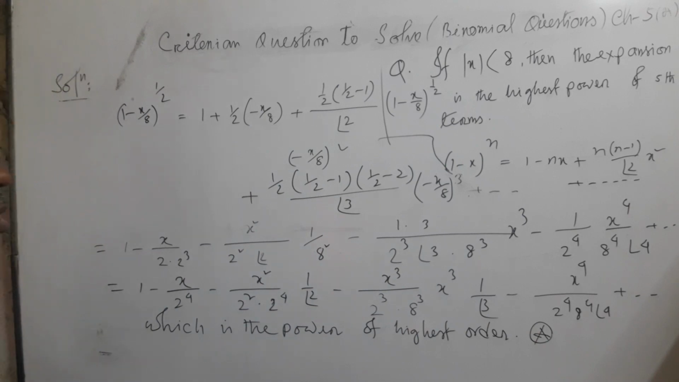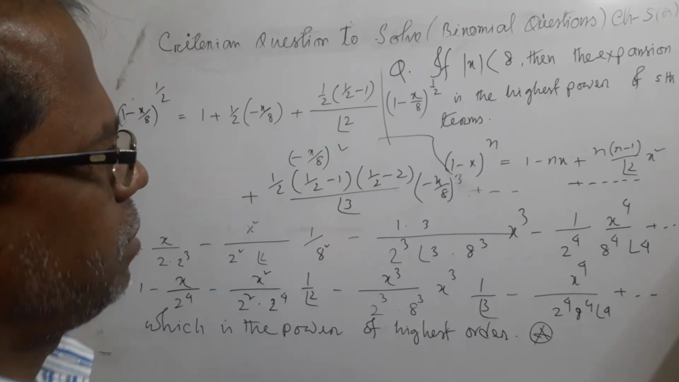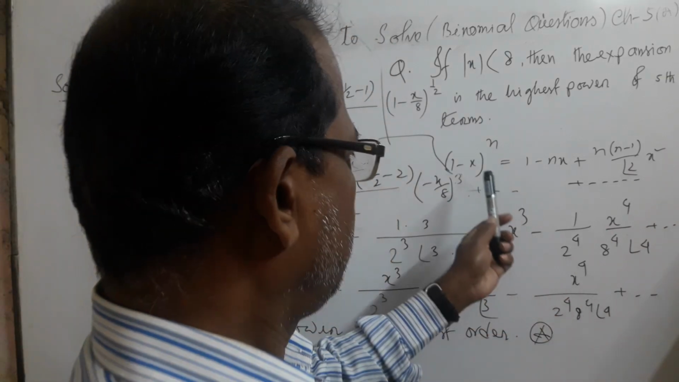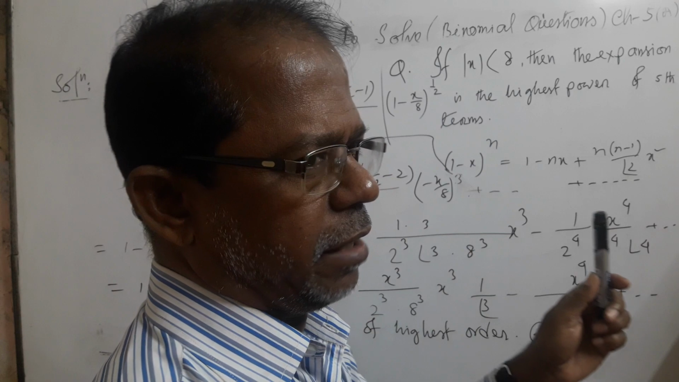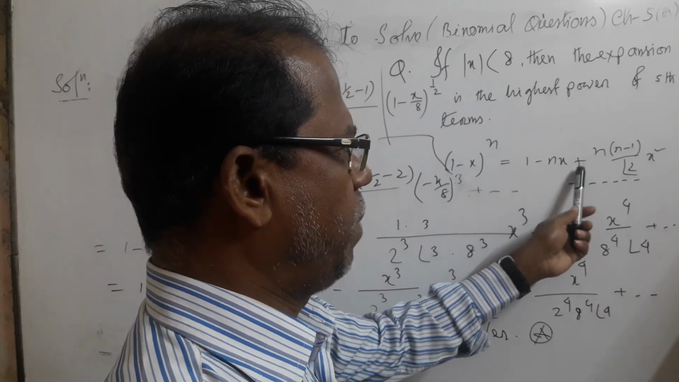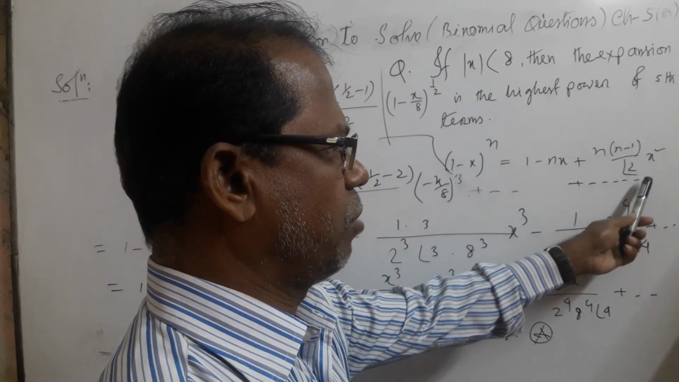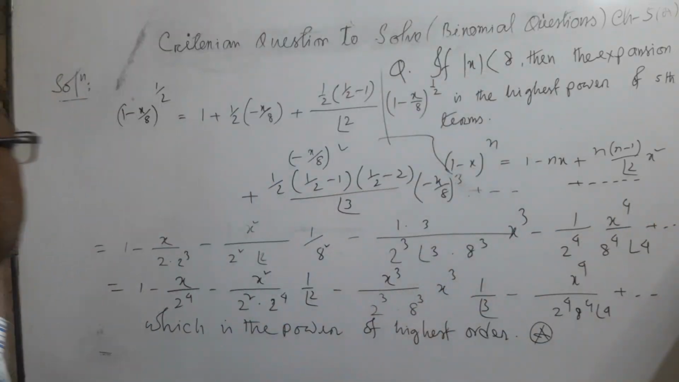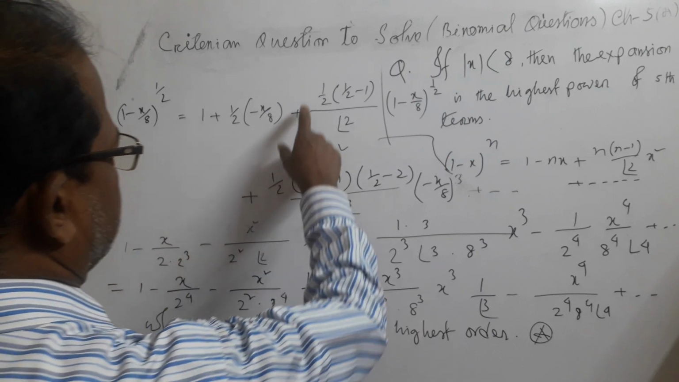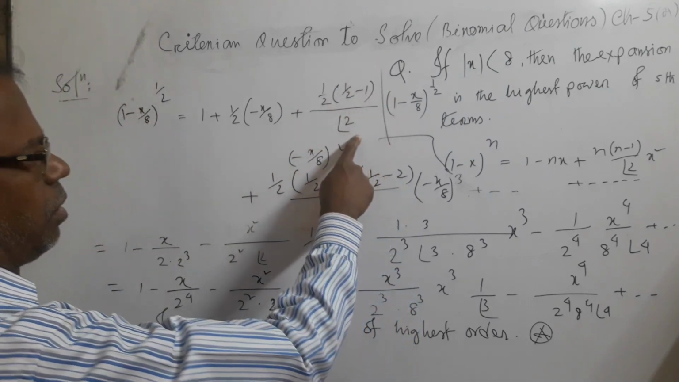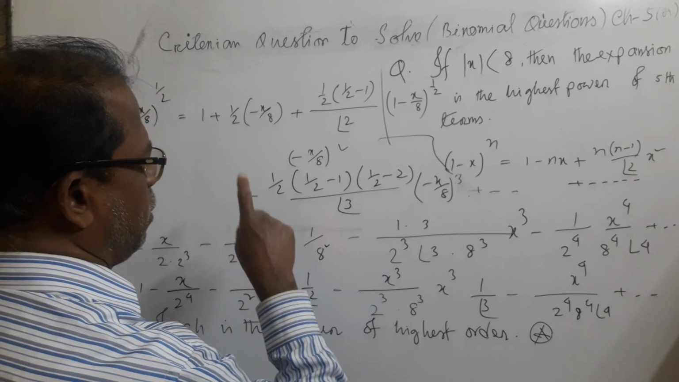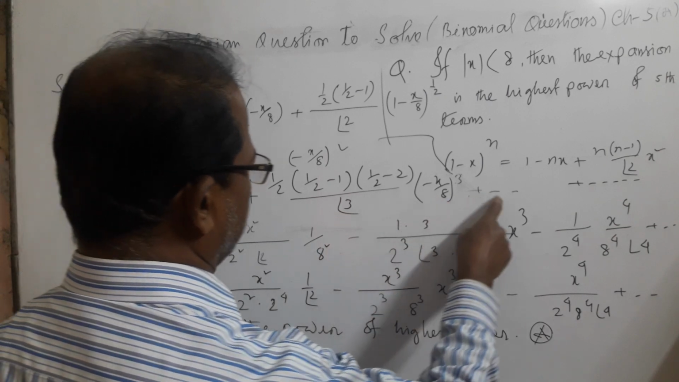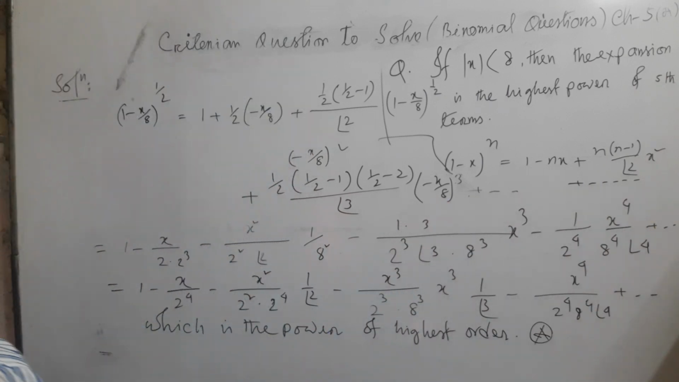So we have to repeat it. This is the formula; you have to repeat the formula. (1 minus x) to the power n is 1 minus nx plus n into n minus 1 by factorial 2 into x square plus up to dot dot dot, and (1 plus x) to the power n is 1 plus nx plus n into n minus 1 by factorial 2 into x square plus n into n minus 1 into n minus 2 by factorial 3 into x cube plus up to dot dot dot.